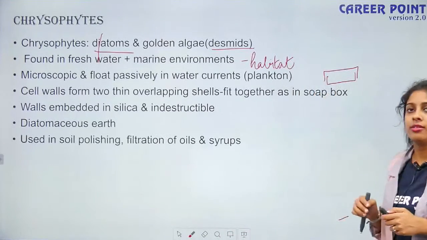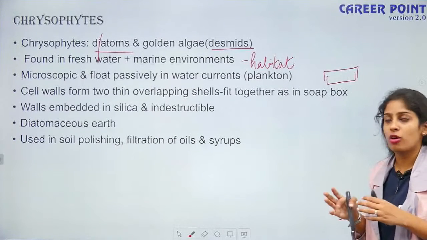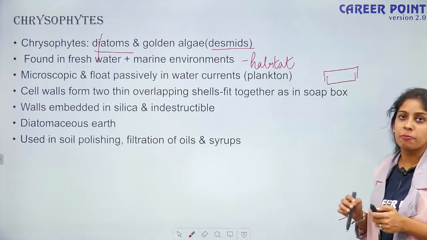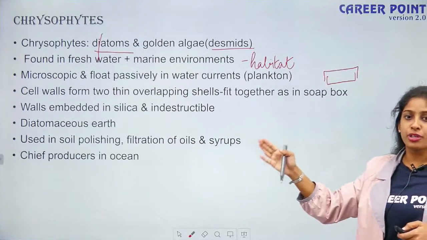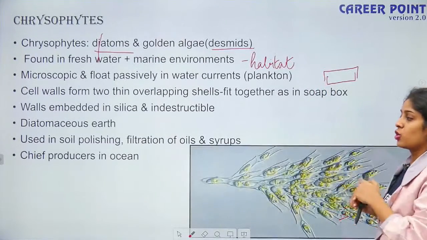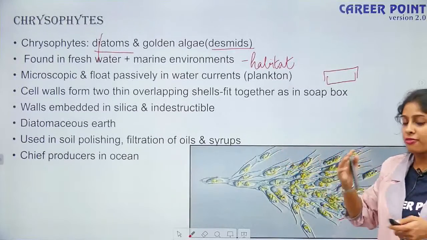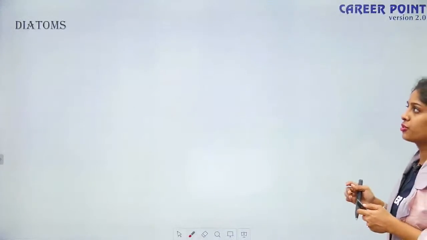The next point is that they also have ecological importance. They help in soil polishing and in the filtration of oils and syrups. So just remember the examples. The most important economic importance is that they are chief producers in the ocean because they are planktons. These are the points from your NCERT. Apart from this, I have some extra points that I want you to remember. Not much, just a few points.